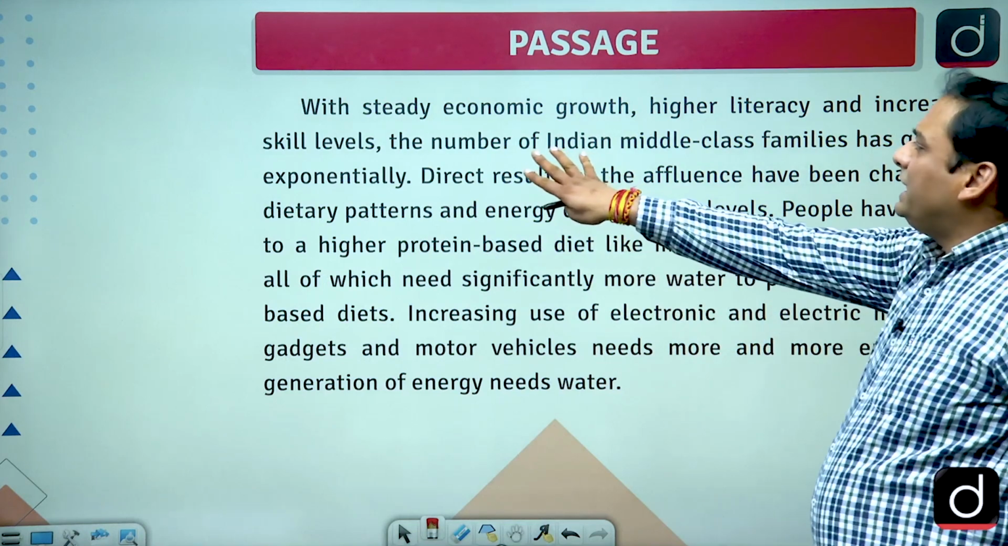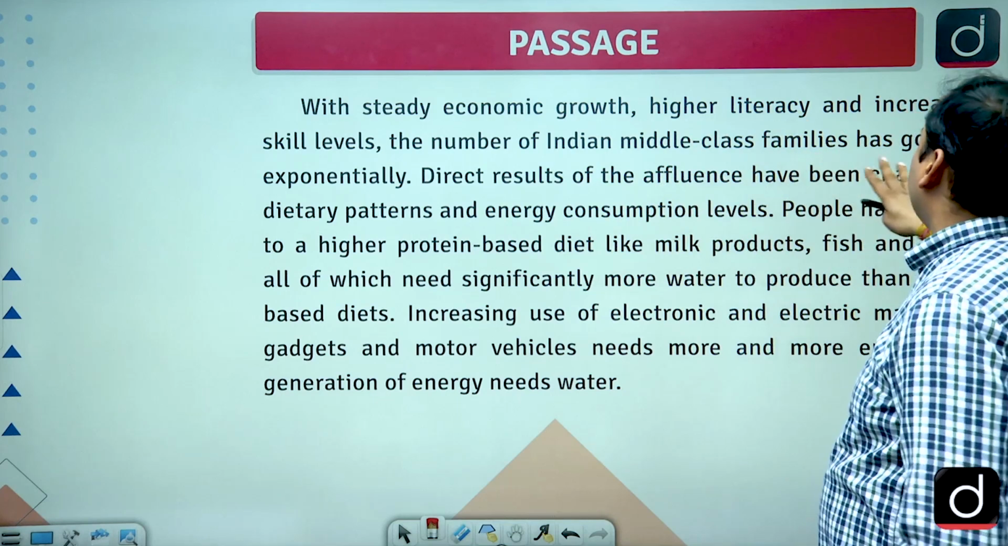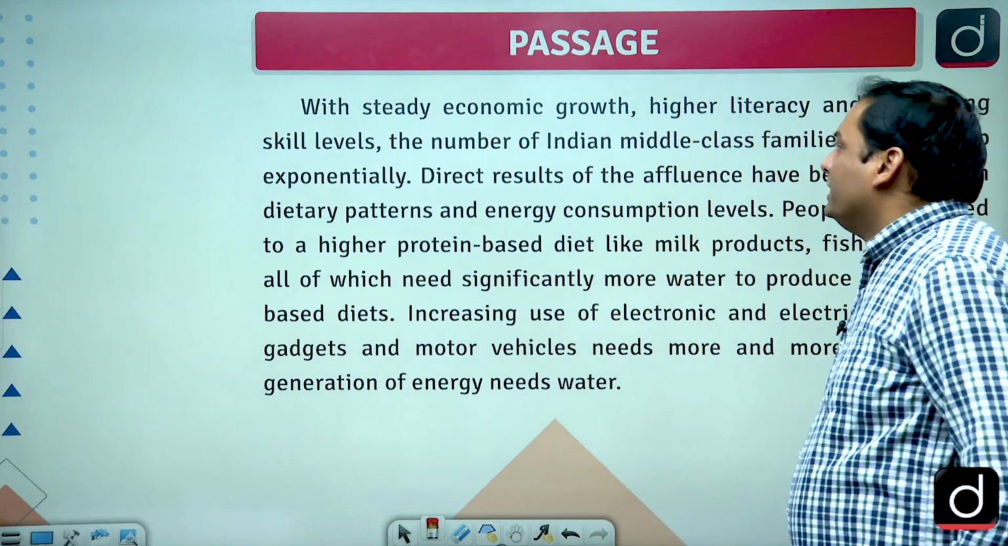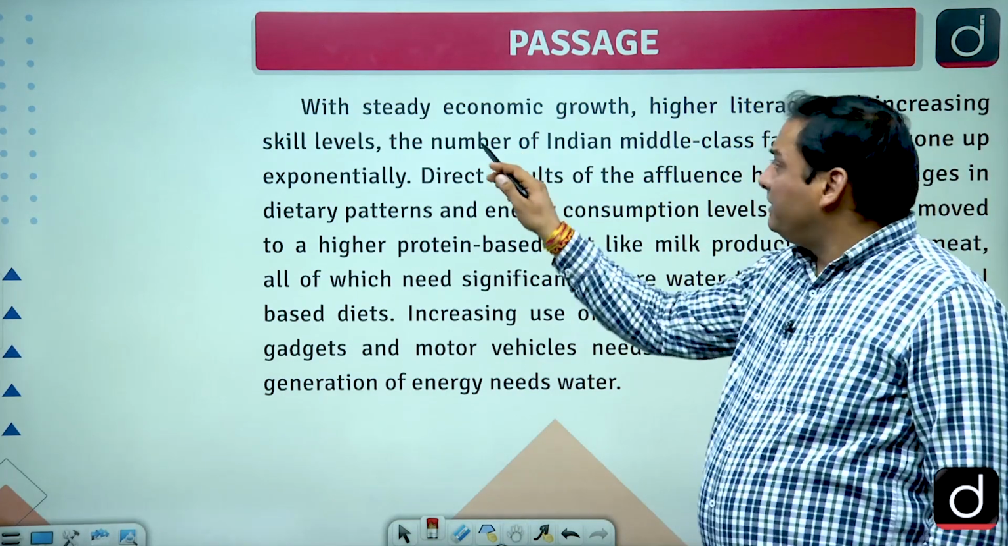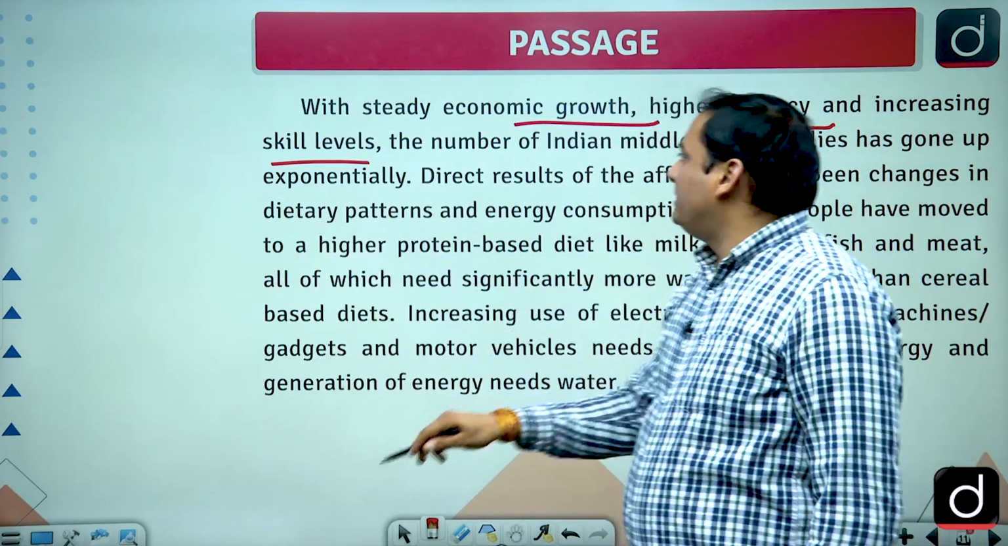Now, with a steady economic growth, higher literacy, increasing skill levels, the number of Indian middle class families has gone up exponentially. So what is in this line? Economic growth is there, higher literacy is there, skill levels are there.